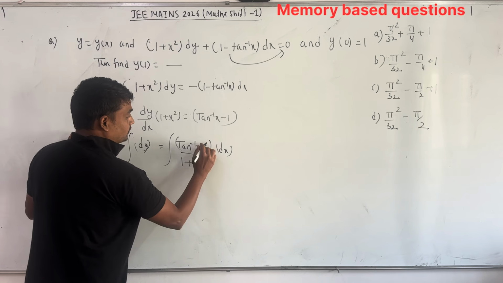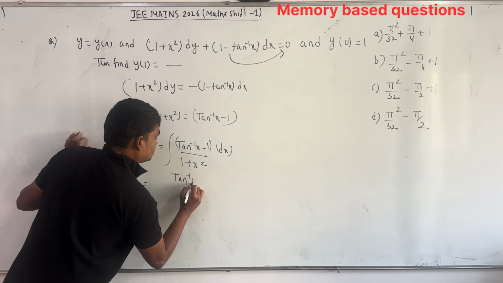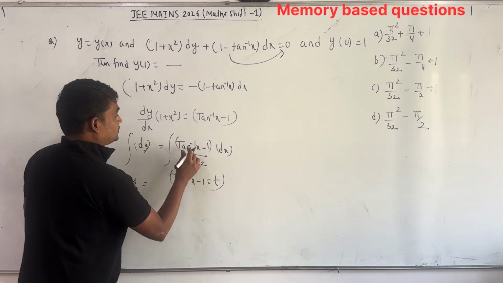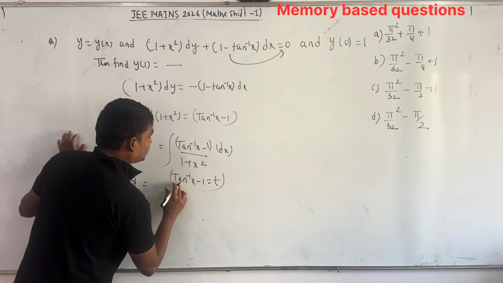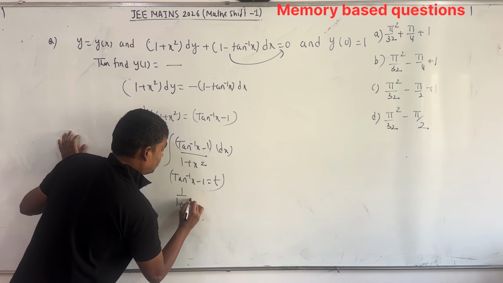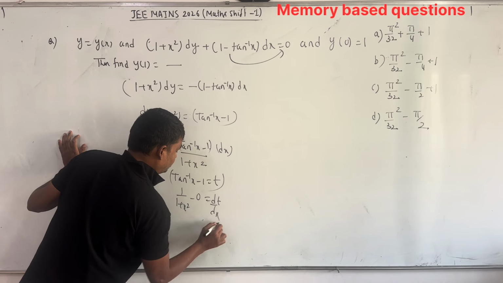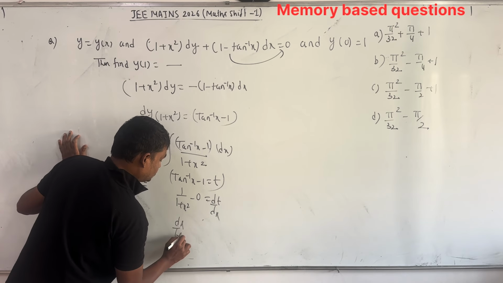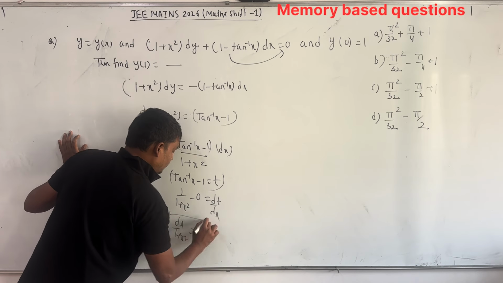So tan inverse of x minus 1. Let us assume tan inverse of x minus 1 as t. If you assume this, differentiating we get d/dx of tan inverse of x, which is 1 by 1 plus x squared, minus 0, equals dt by dx. From here we get dx by 1 plus x squared equals dt. So now I change the variables.